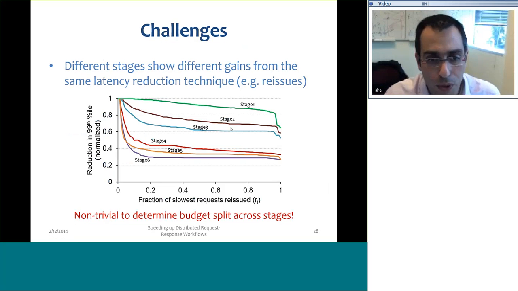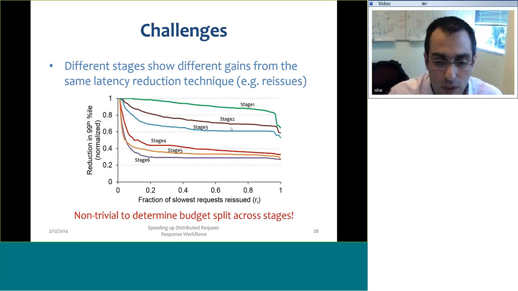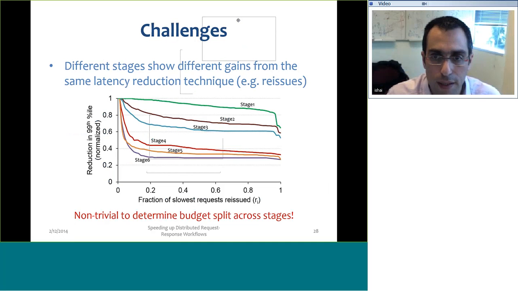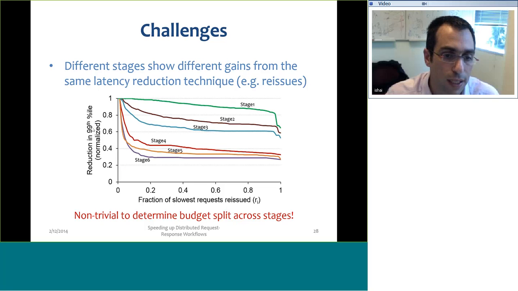So just a bit about the challenges, and I'll be focusing for simplicity on a very specific knob here, let's say the reissues themselves. Here we see how the different stages react to the fraction of slowest requests I'm reissuing in the stage, and what the reduction in the 99th percentile is.